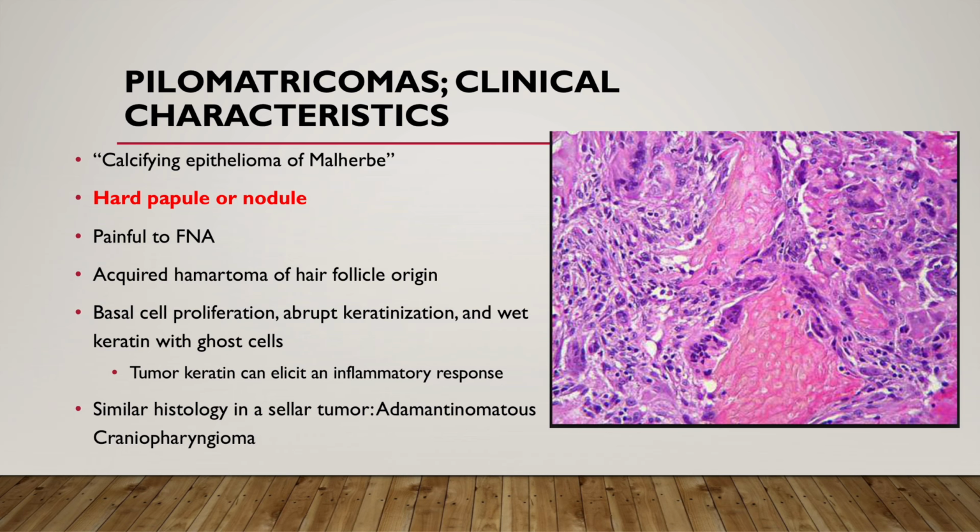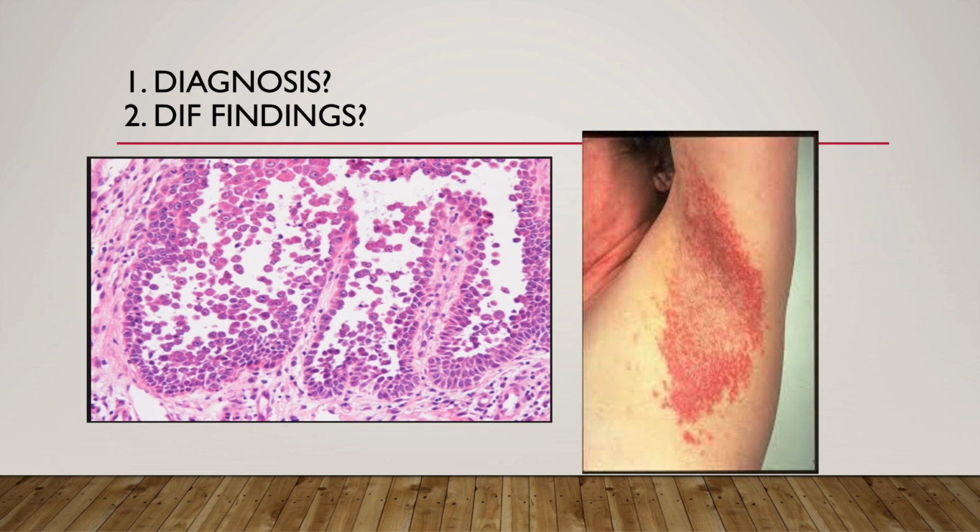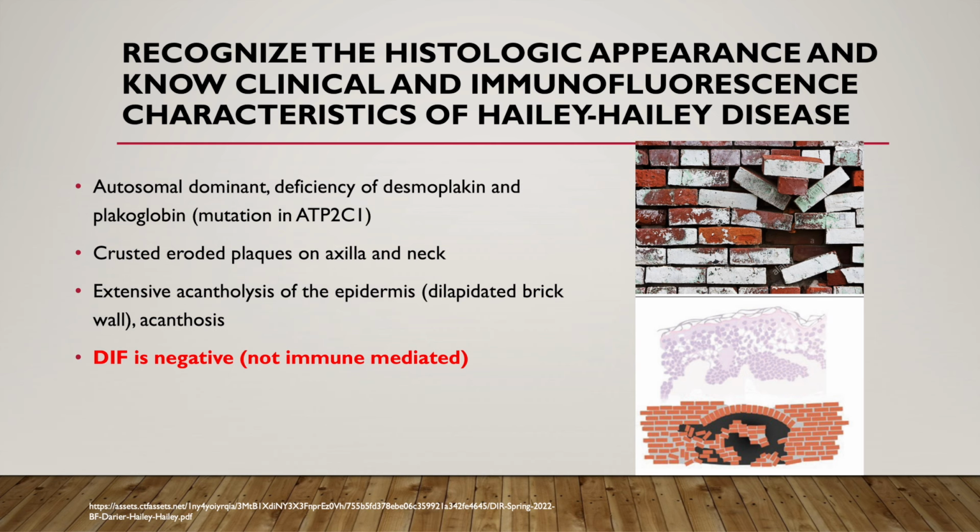Next case, we have a symmetric, painful, erosive, crusted plaque on the intertriginous areas, such as in this case, the armpits. And histologically, we see extensive acantholysis with abundant eosinophilic cells without significant dyskeratosis nor hyperpigmentation like Grover's. Histologically, it does not extend down to the adnexa. And just for learning purposes, dyskeratosis is defined as abnormal keratinization occurring prematurely below the stratum granulosum. So what is the diagnosis and what are the DIF findings? So this is Hailey-Hailey disease, and the DIF finding is negative because this is a genetic condition.